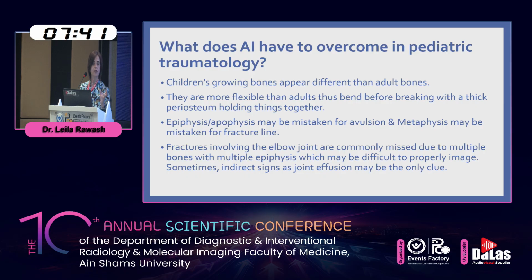So what does AI have to overcome in pediatric traumatology? Children's bones are different than adults. They're more flexible, so the fractures look much different. Epiphysis and apophysis may be mistaken for an avulsion, or metaphysis could be mistaken for a fracture line. So this is not only AI's trouble, this is radiology's trouble. And sometimes fractures are so fine that you only see indirect signs like effusion and raising of the fat around the joint.